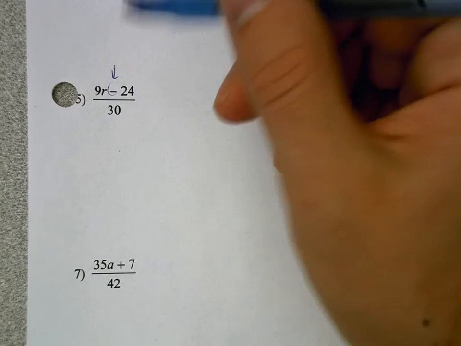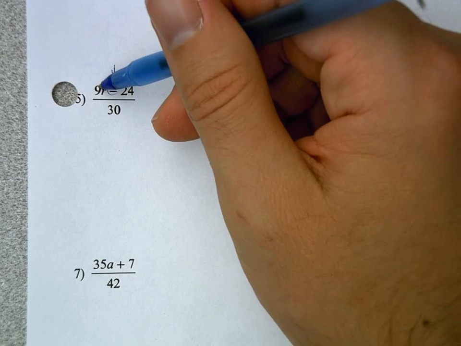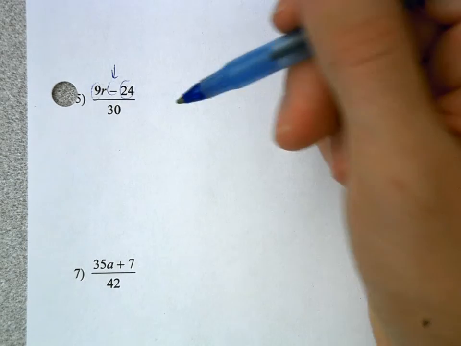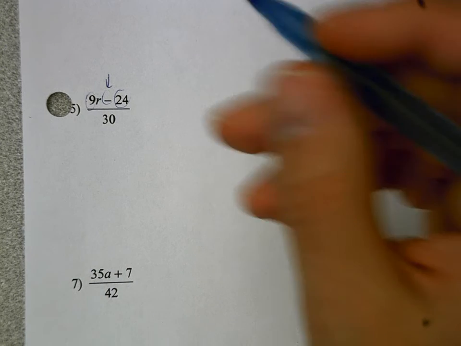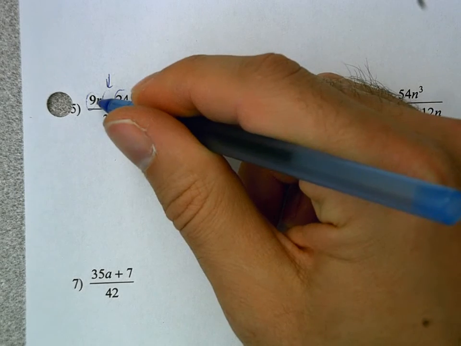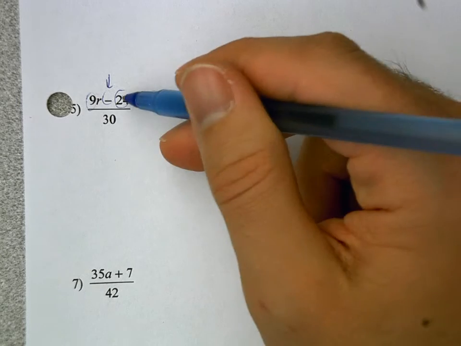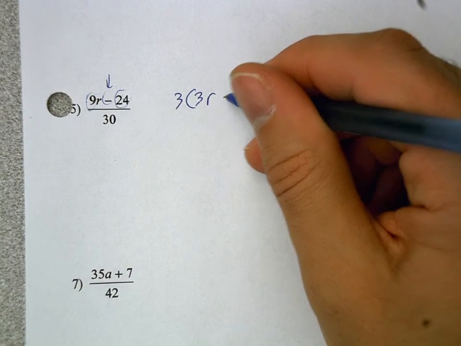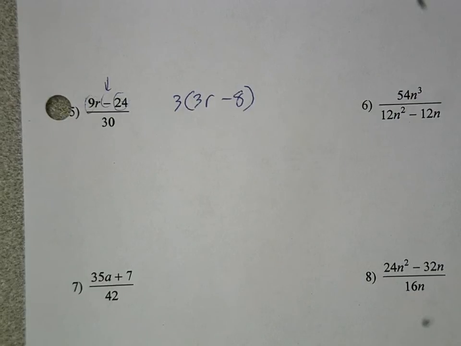What we're going to do instead is look at these and see if we can factor them. Class, what goes into 9 and 24? 3. So we can take that 3 out. 9 divided by 3 is 3r. 24 divided by 3 is 8. If you can't do that in your head, feel free to use a calculator. You can do 24 divided by 3, get 8.